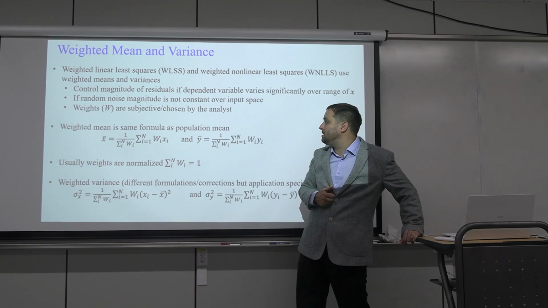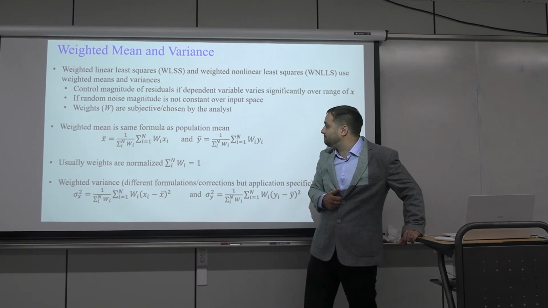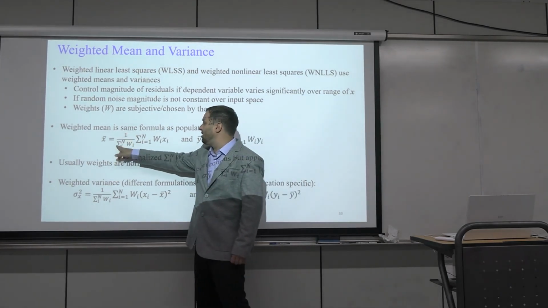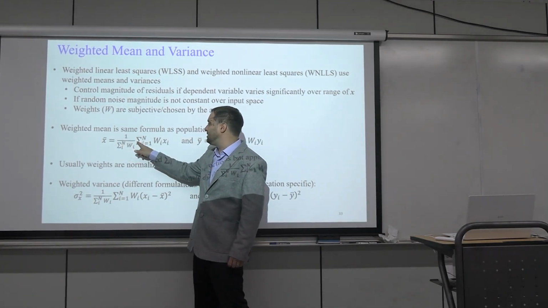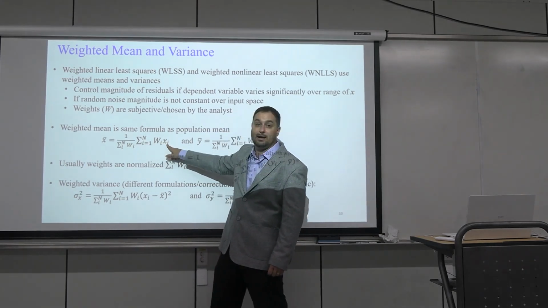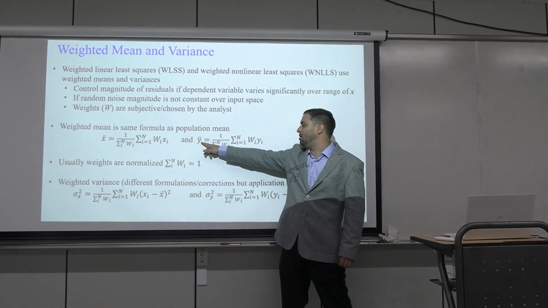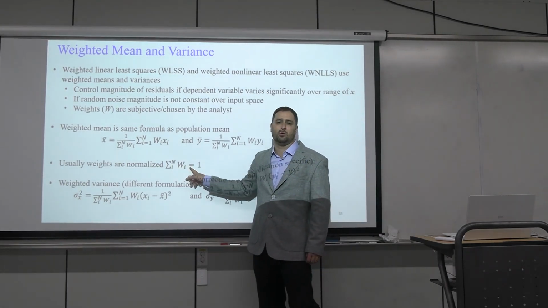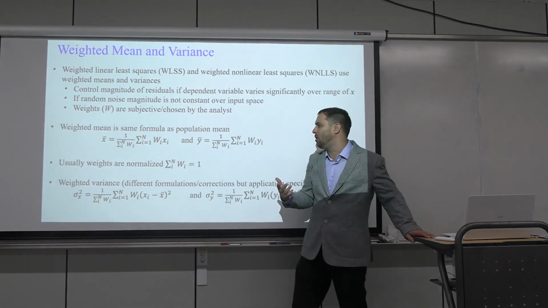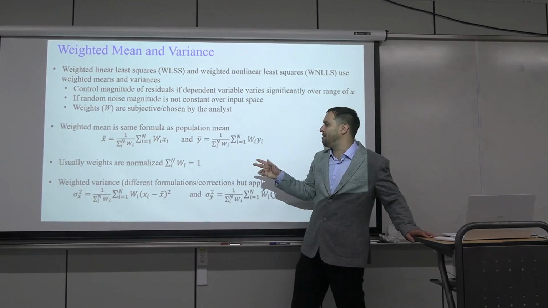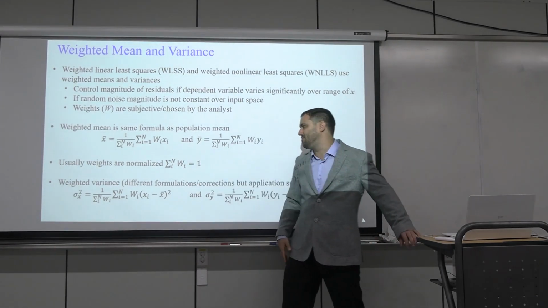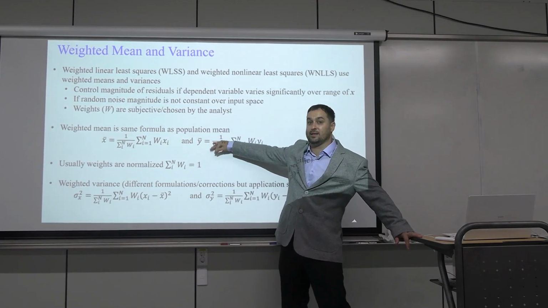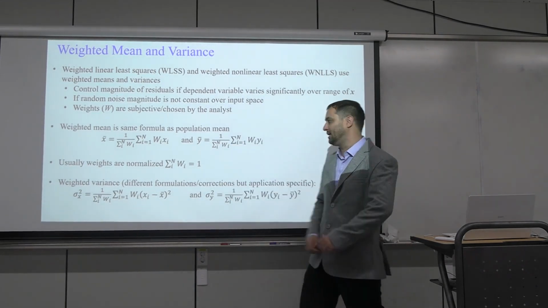And so the weighted mean formula is similar to the population mean. So the x bar is 1 over the summation of the weights, times the summation of the weight wi times data point xi. And then y bar, same. And usually you will normalize the weights. The sum of the weights should equal 1. You actually don't have to do that, but generally it's good practice to have the weights be normalized. So actually sometimes you will omit that denominator term if you assume that it's normalized.